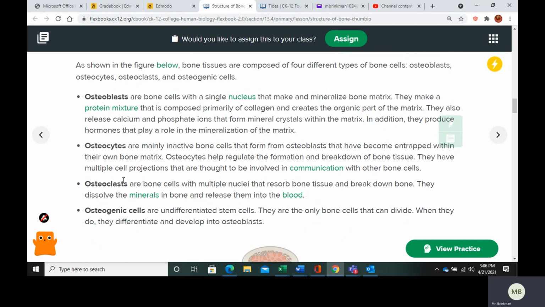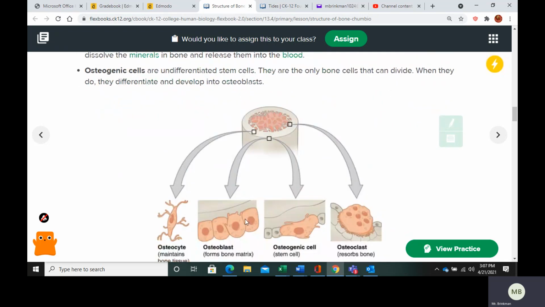We have different types of bone cells. Osteoblasts make bones. Osteocytes are inactive bone cells that just kind of are there. Osteoclasts break down bones. And then osteogenic cells are undifferentiated stem cells, and when they divide, they can differentiate and develop into osteoblasts.